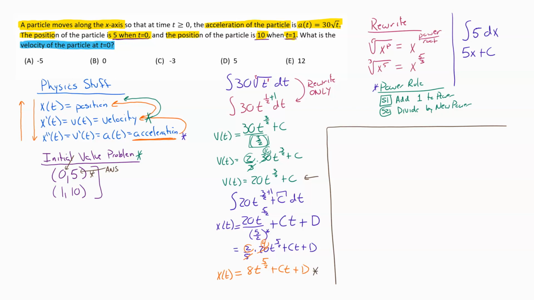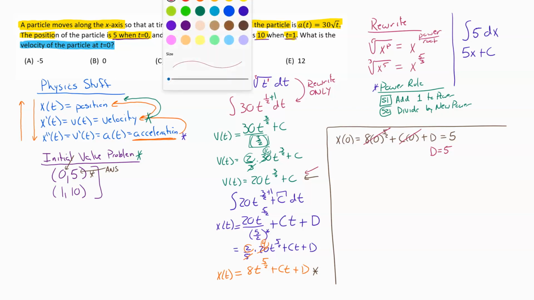So plugging into my position function, I would say x of 0 equals, plugging in 0, I would get 8 times 0 to the 5/2 plus c times 0, plus d, and all of that needs to equal my answer, which is 5. The reason that the 0 is so nice to use is because you get to zero things out real fast. 0 times anything is 0, so we end up with d equals 5. We know our d value now, but that doesn't get us the c that we need.